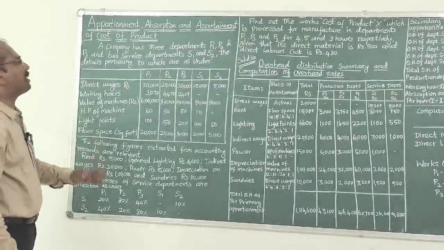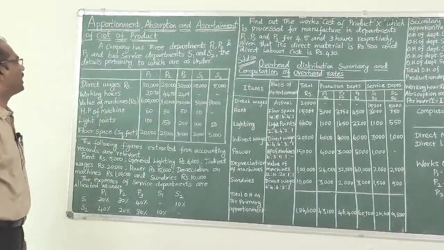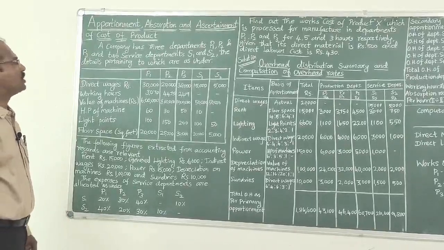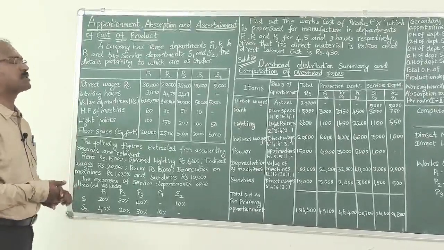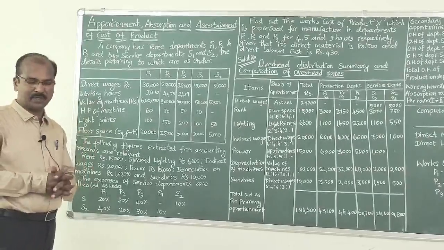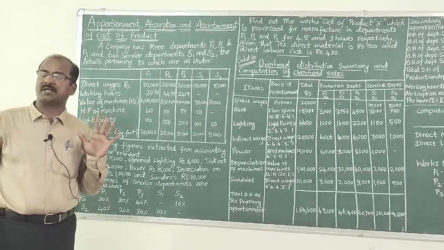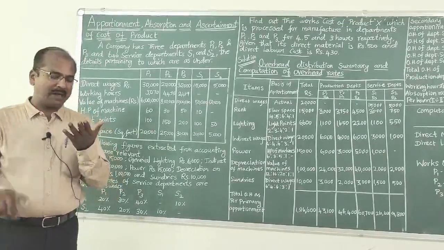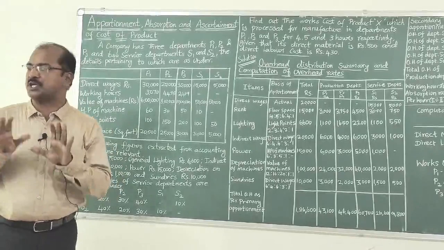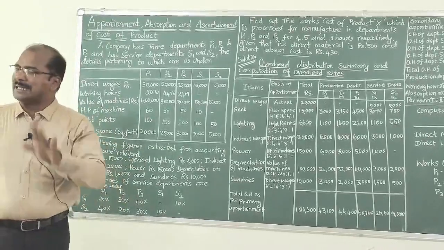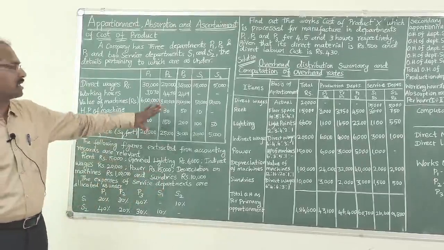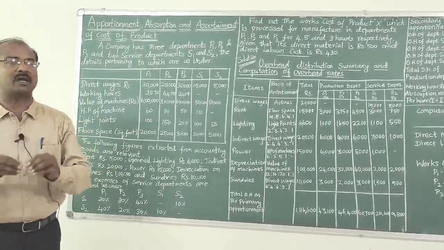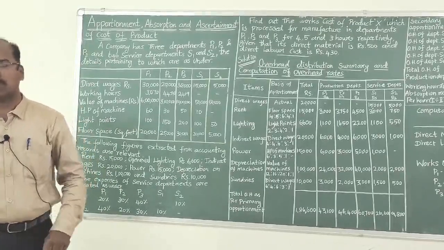A company has three departments, P1, P2 and P3, which are production departments, and two service departments which are named S1 and S2. The details pertaining to which are as under. So there are 5 departments in this organization. First 3 are named P1, P2 and P3, which are production departments, and the remaining 2 are named S1 and S2, which are service departments. The expenses incurred by all the 5 departments are presented here. Our task is to apportion those expenses, which are nothing but overheads, on a suitable basis.